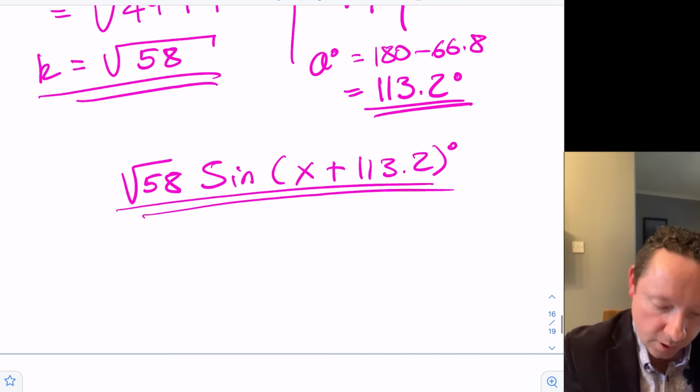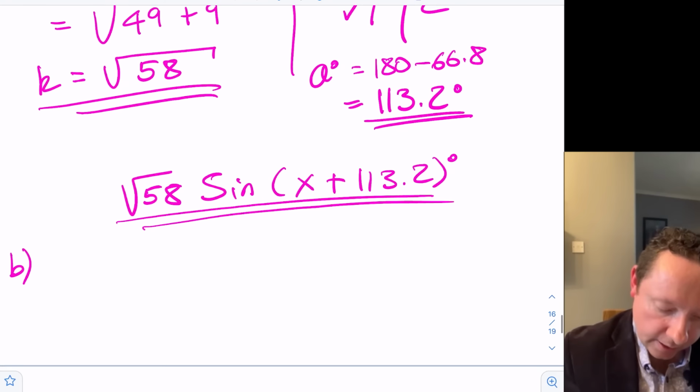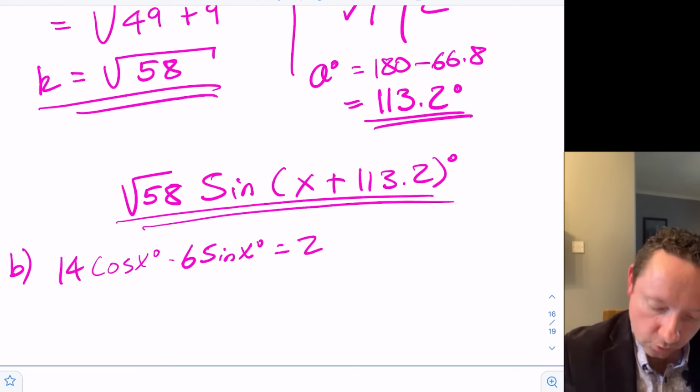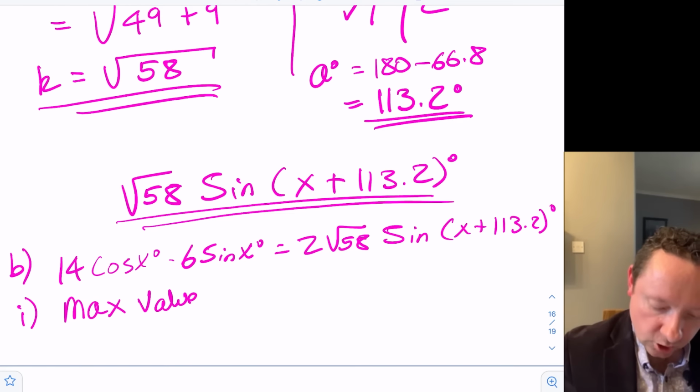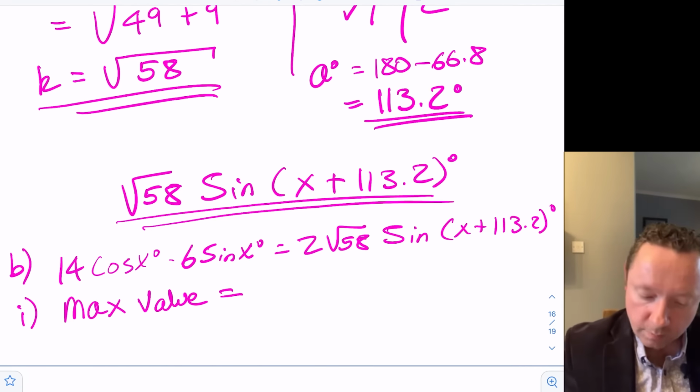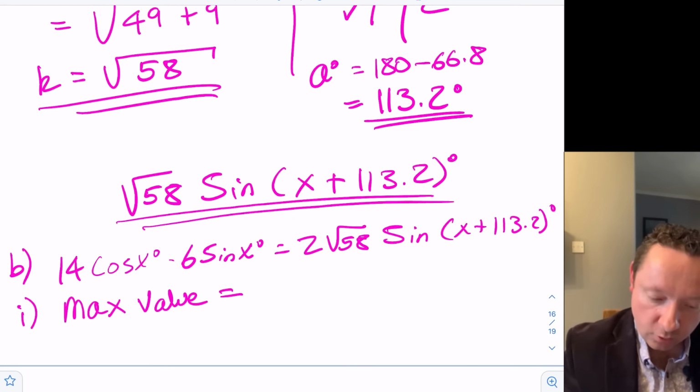So I can say for part B, if I write it out, 14 cos x minus 6 sin x equals 2 times this, so 2 root 58 sin(x plus 113.2 degrees). So for part 1, the max value, well, this is just a graphs question. It isn't a differentiation question. A normal sine graph goes up to 1 and minus 1, but it's been times by 2 root 58. So the max value is 2 root 58.